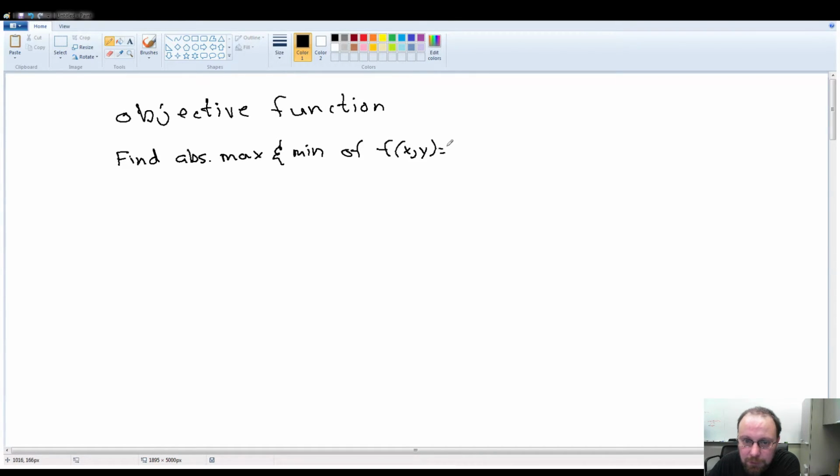And again, in a word problem, for example, you'll have to read from the context what the thing is that you want to optimize and be able to write down the equation or the function representing the thing you want to optimize. Here it's just given.